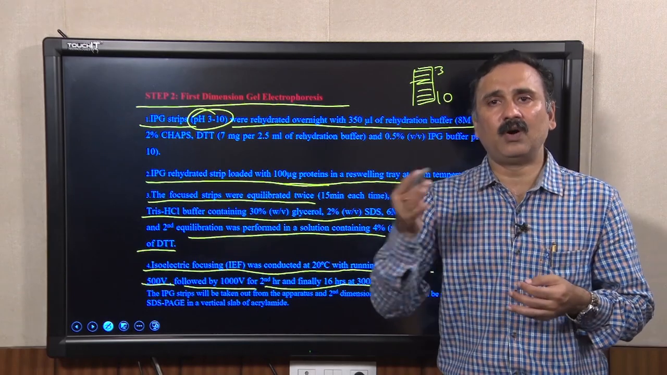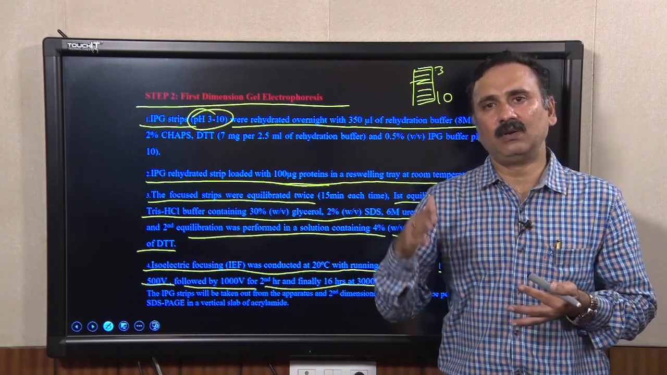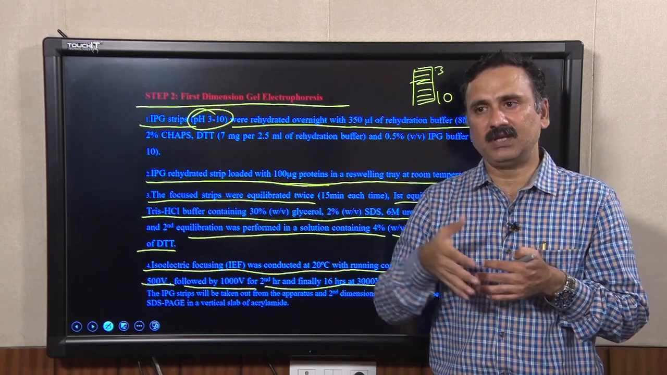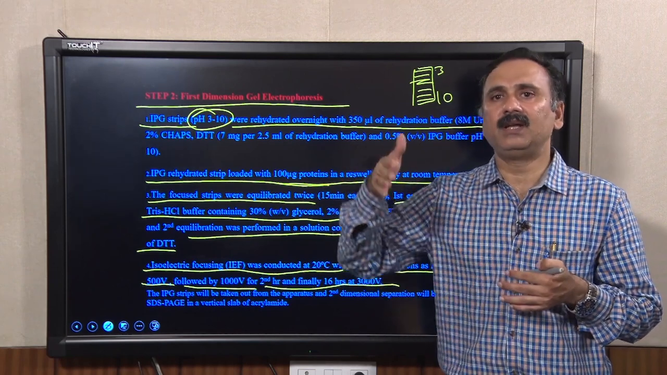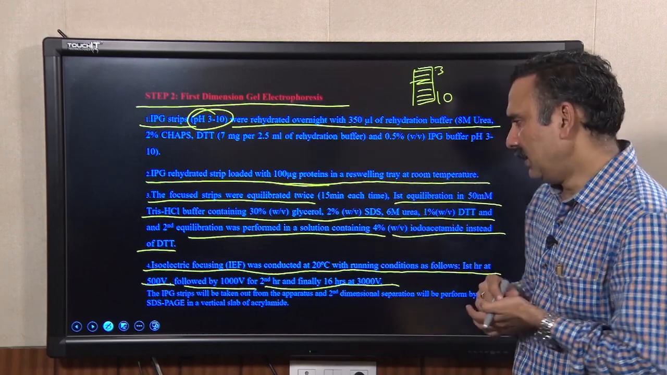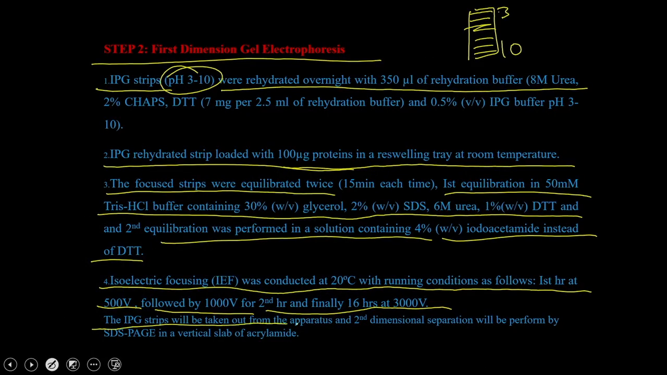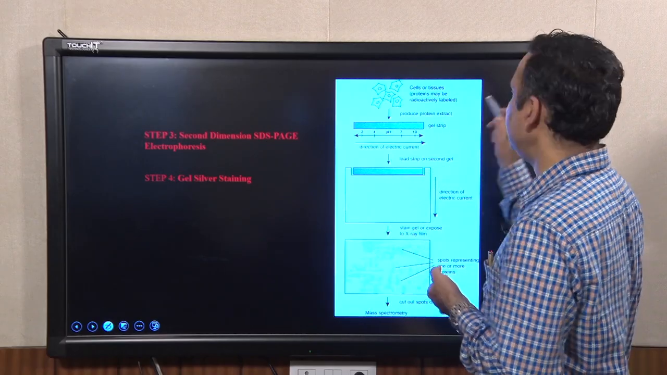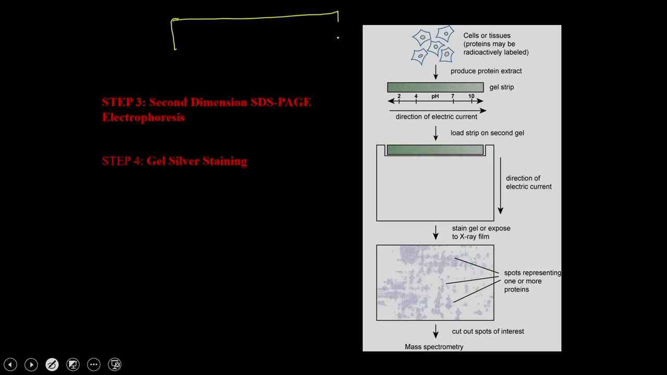So when you run this for 16 hours at 3000 volts, the proteins are going to migrate throughout this isoelectric focusing strip, and then get immobilized to their individual spots. The IPG strips will be taken out from the apparatus, and the second dimension separation will be performed by SDS-PAGE in a vertical slab of acrylamide. Now, once you are done with the first dimension, what you are going to have is the IPG strips.